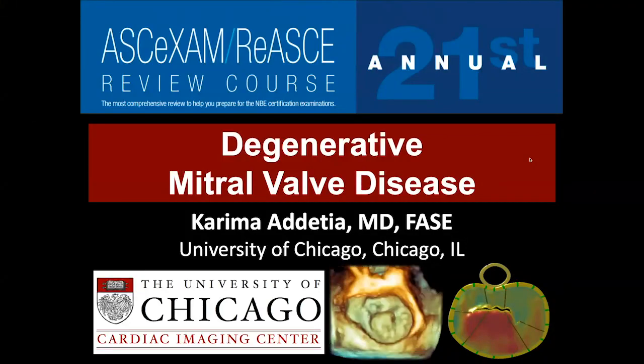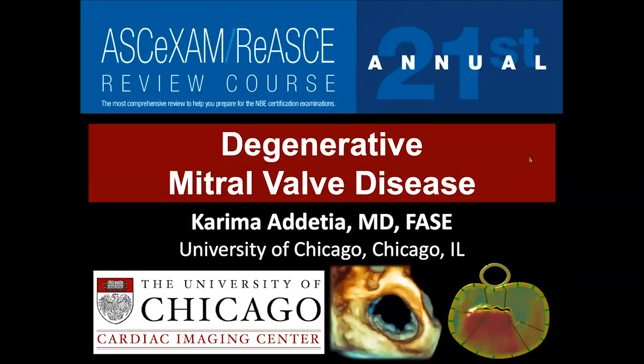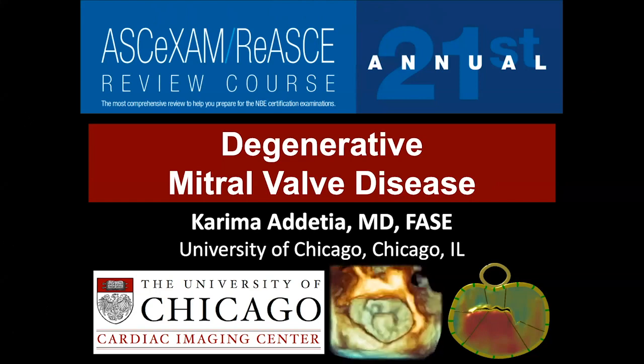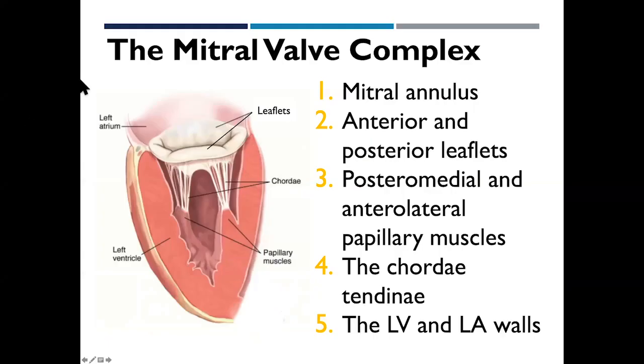So the title of my talk today is Degenerative Mitral Valve Disease. So the mitral valve complex is made up of the mitral annulus, the anterior and posterior leaflets, the posteromedial and anterolateral papillary muscles, the chordae tendineae, the LV, and the LA walls.